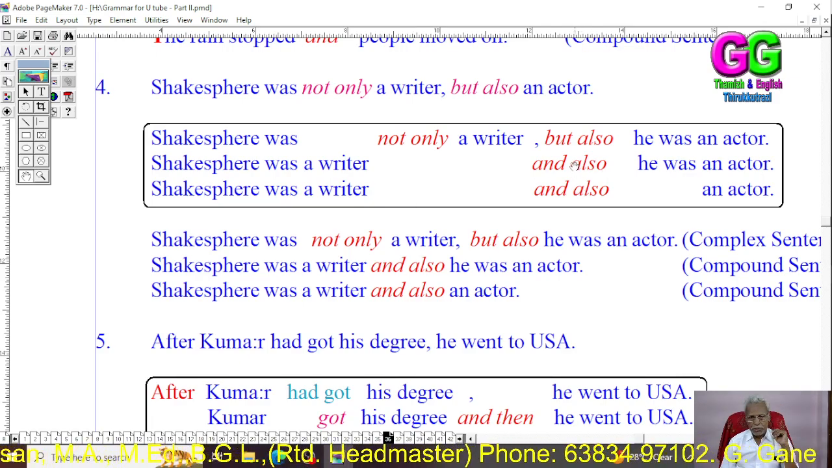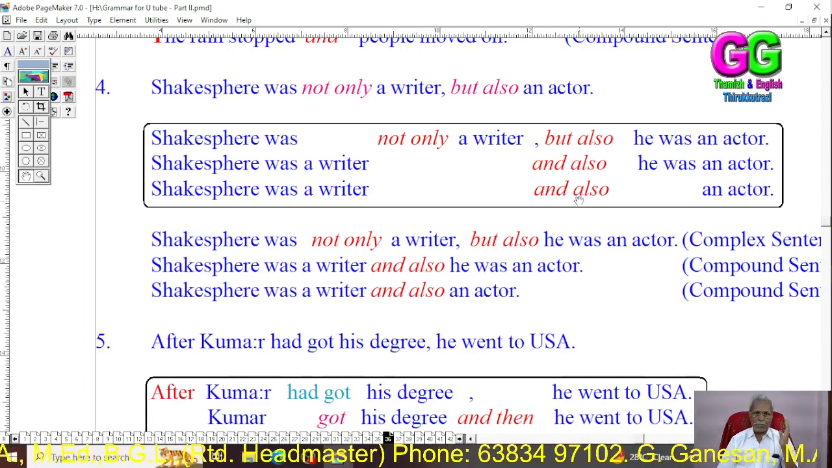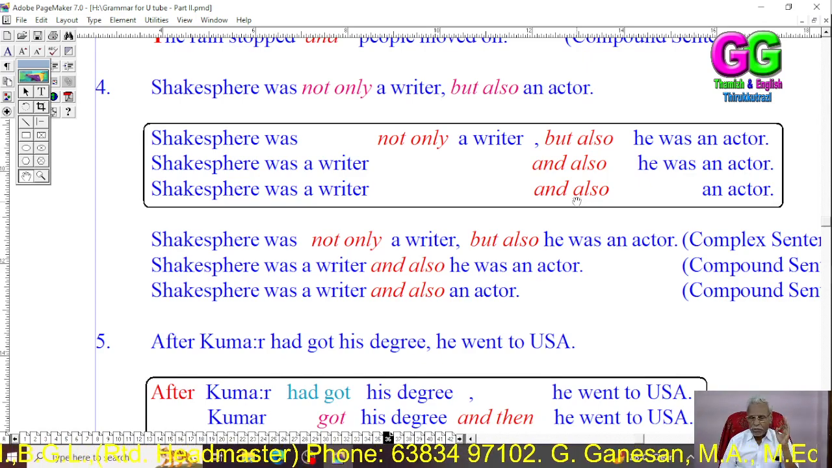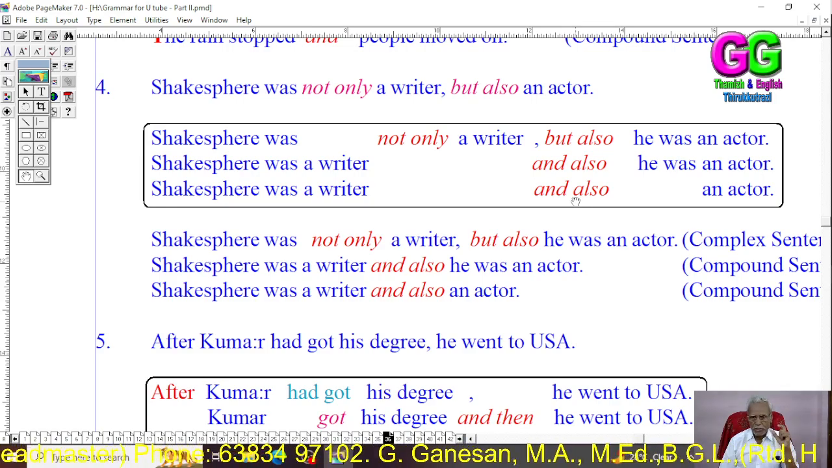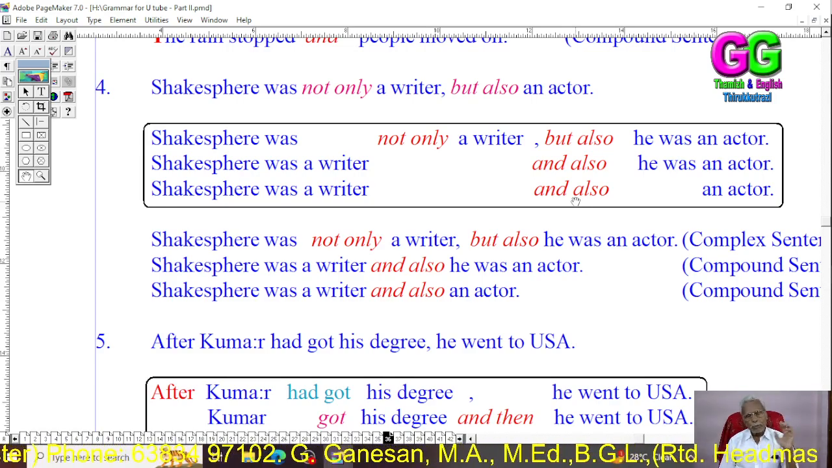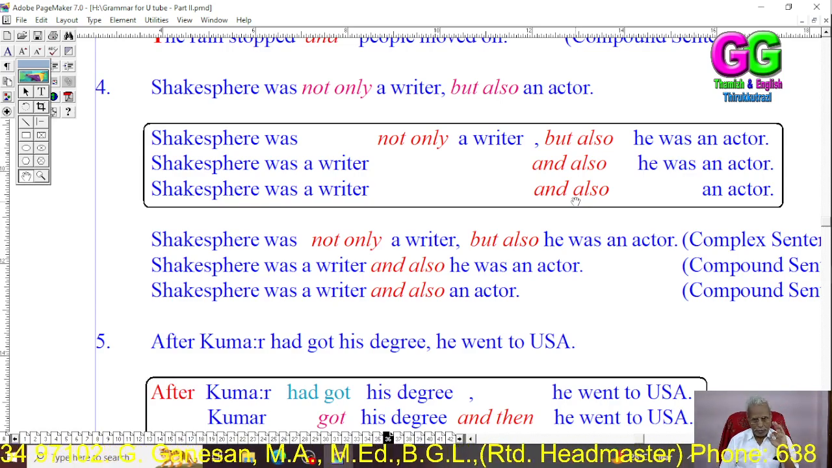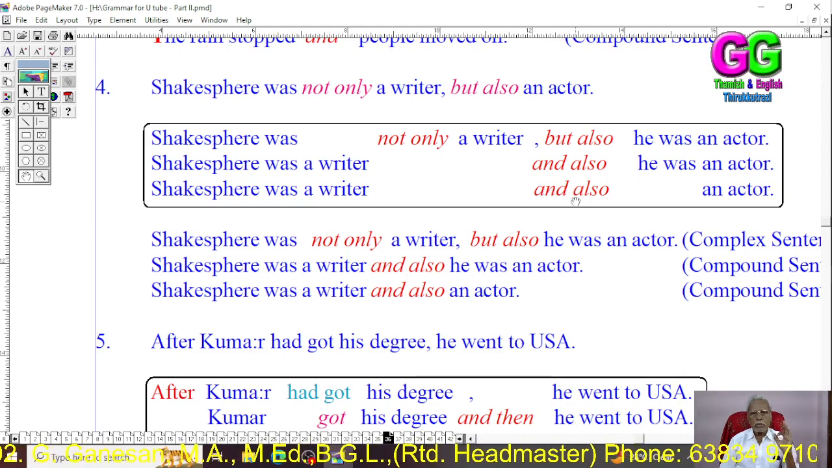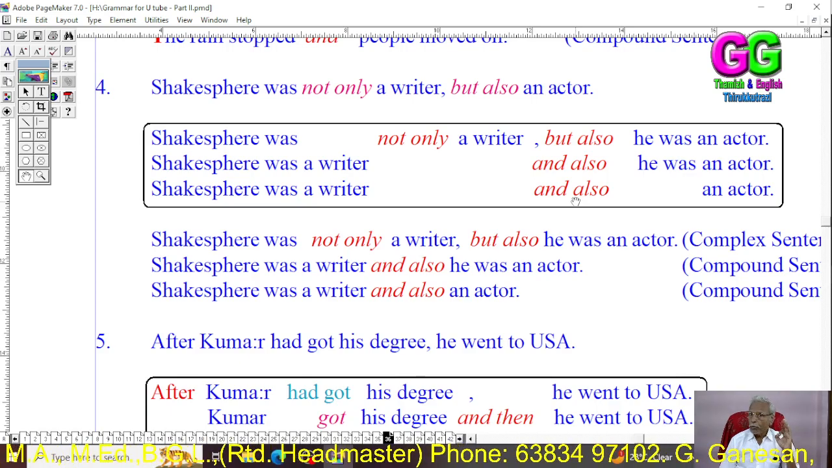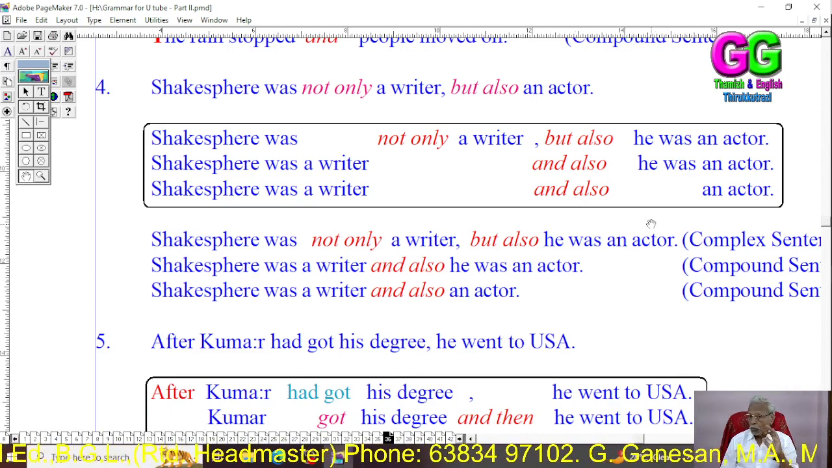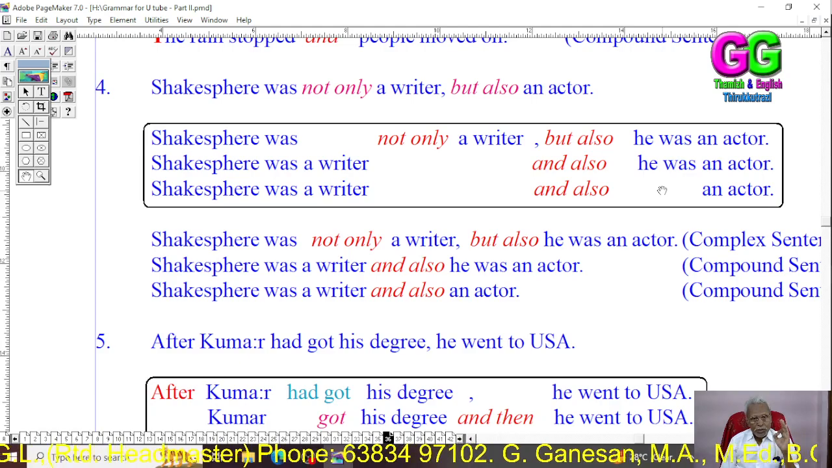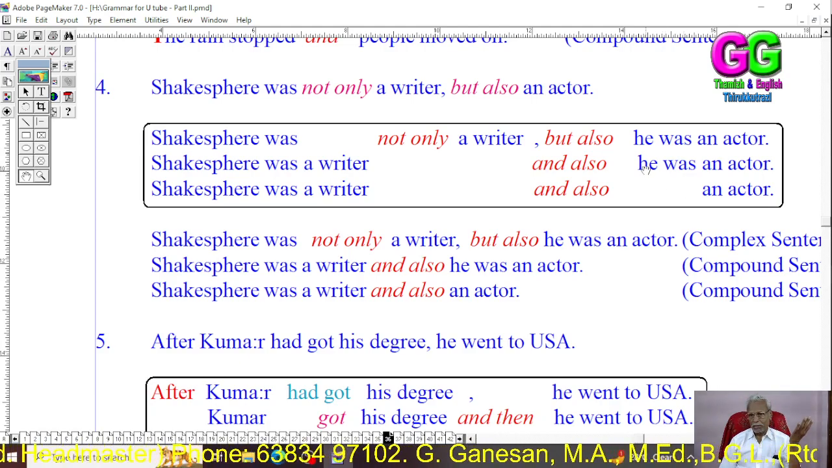In these two ways, the compound form can be expressed. But the best one is the last. Shakespeare was a writer and also an actor. That is, when the subject in both the clauses is the same, it is frugal and convenient. It would be frugal and convenient when we drop the subject and also the verb. Here we can drop both the subject and the verb.